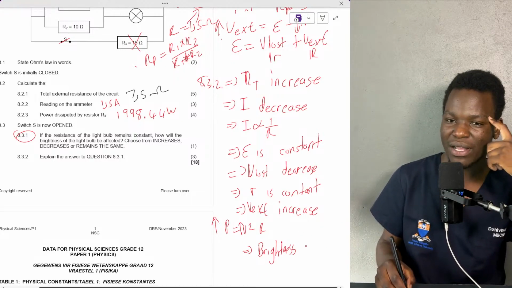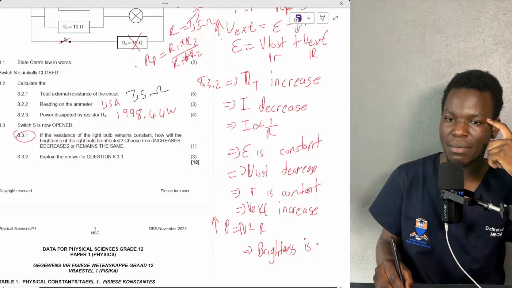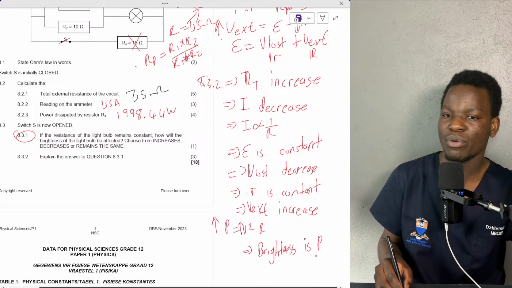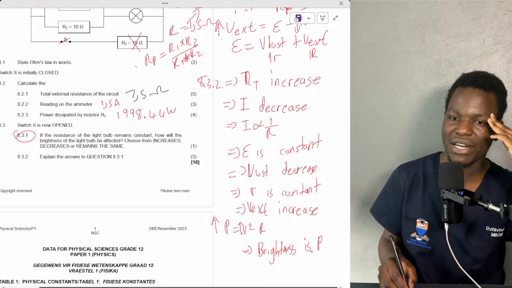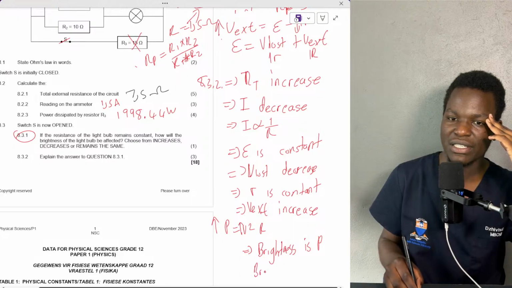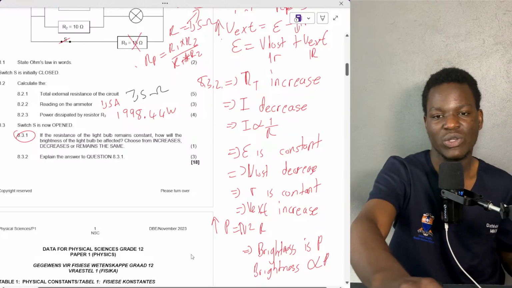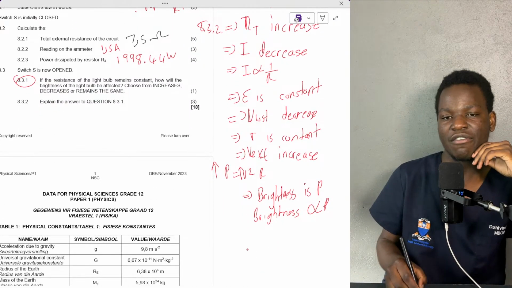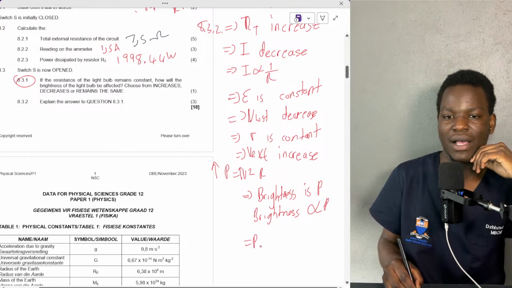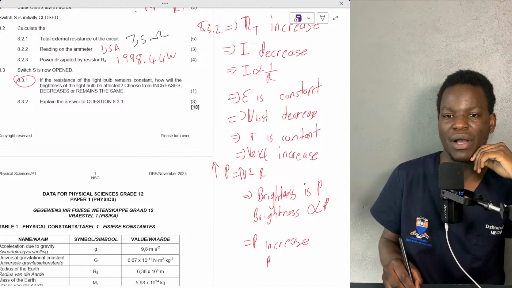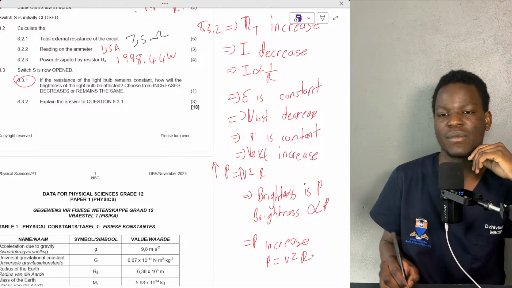Brightness is power, or directly proportional to power. You'll say brightness is what? Brightness, you can write it in many ways, is directly proportional to power. And then you continue to say that, therefore, power increases. You write an equation: power equals V squared over R.